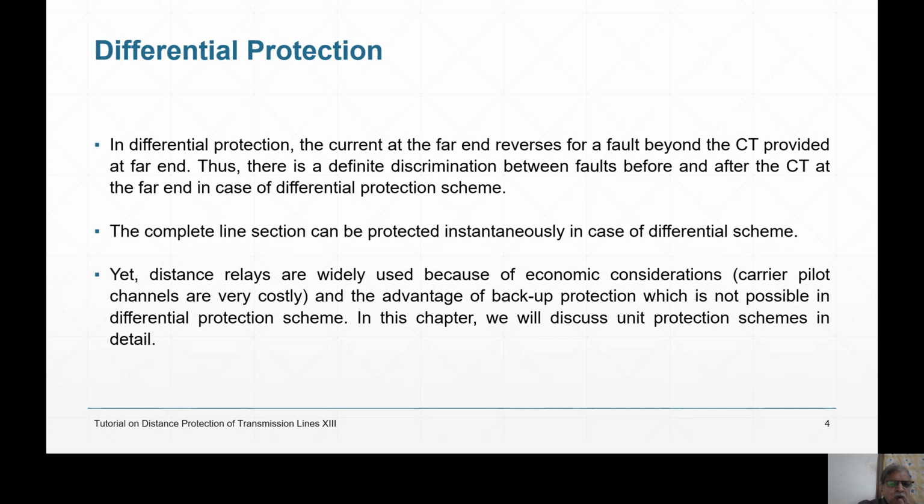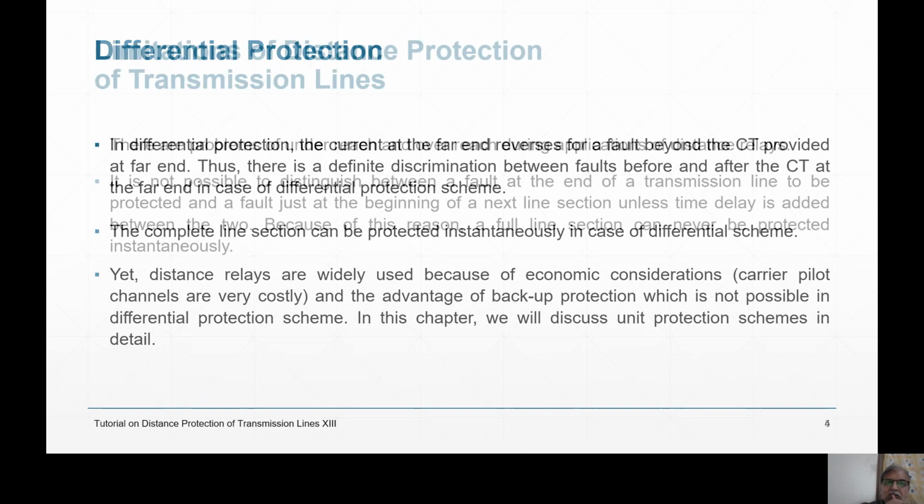Yet distance relays are widely used because of many reasons. One is economic considerations. Yes, line differential is very costly. Another is, in differential scheme there is no backup. That is a big disadvantage. Therefore, distance has that advantage. Right? And also, as we will see, mostly what people use is not simple differential only, but people use carrier aided distance schemes. So distance is yet applicable. So that one has to remember.